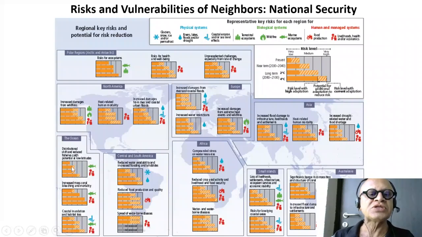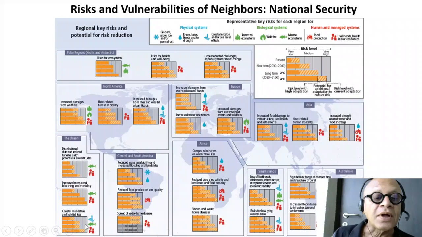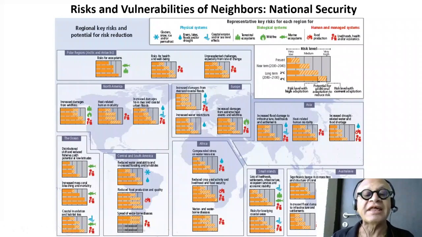Similarly, for the ocean, you have distributional shifts, reduced fisheries catch at low latitudes, increased mass coral bleaching and mortality, coastal inundation, and it's so hard to read, and habitat losses, and so on. Okay, you can go through this. The IPCC report is really fantastic in terms of the details.